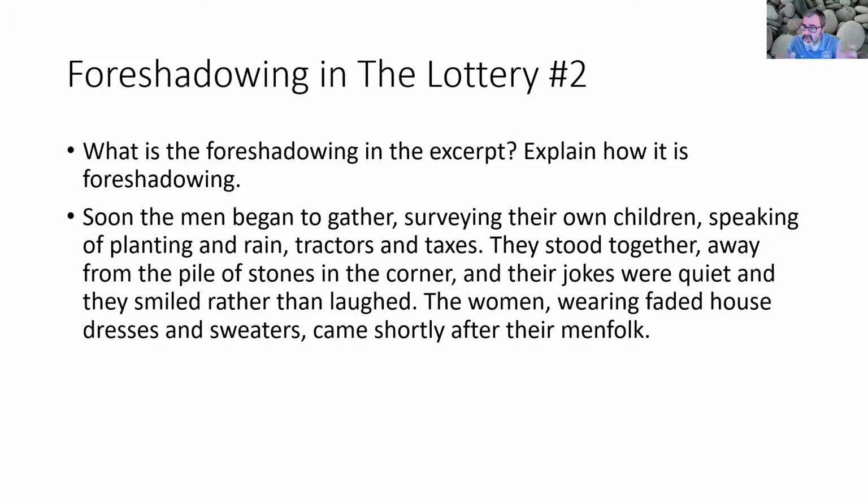So the question is the same thing. What is the foreshadowing in the excerpt? And explain how it is foreshadowing. So in other words, what is Shirley Jackson foreshadowing here? And then how is it an example of foreshadowing? Now, keep in mind, we know what's going to happen. We know the stoning is going to take place. So this should be a pretty straightforward question. So again, pause this, write your answer down, unpause it, and then move forward.